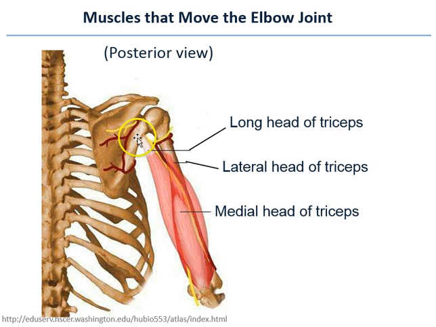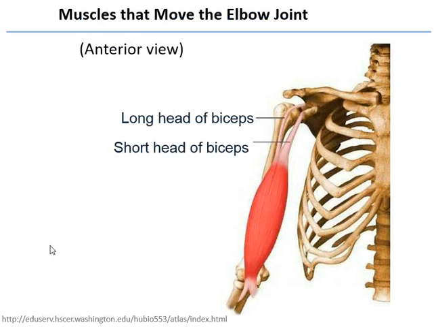One here, long head origin at the scapula. These other 2 heads have origins on the humerus. This gives the muscle a distinct 3-headed appearance that you can observe when it contracts. The muscle inserts into the ulna and will cause extension of the elbow joint, allowing you to move the forearm when it's contracted. On the anterior aspect, we have the Biceps Brachii.